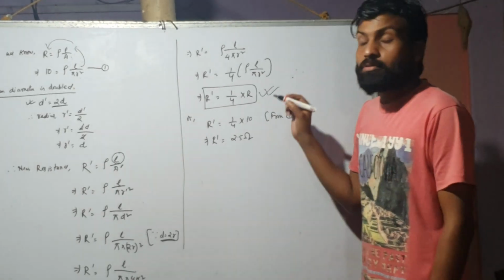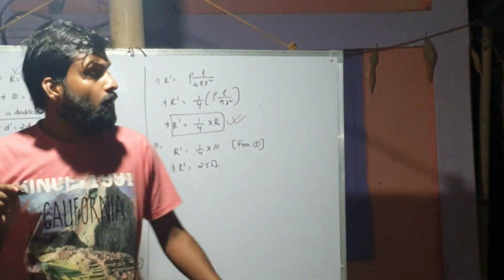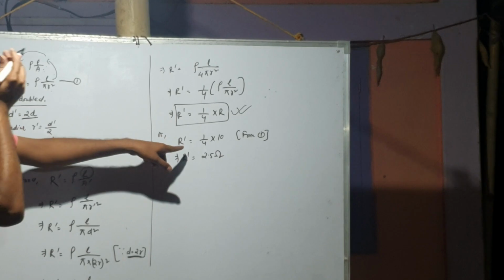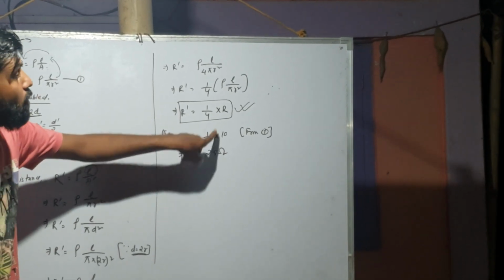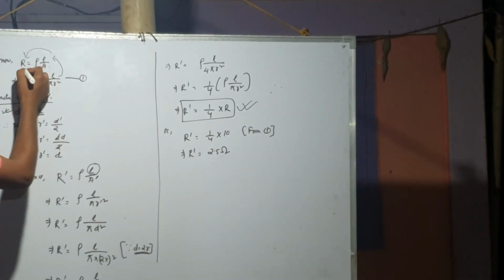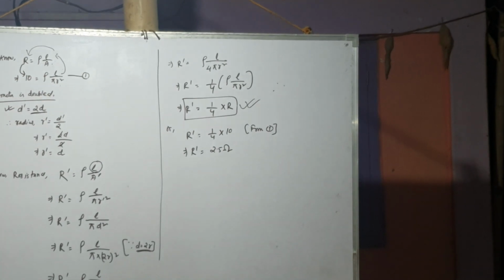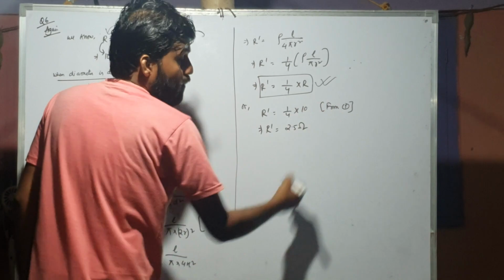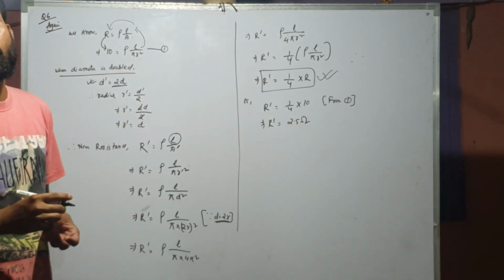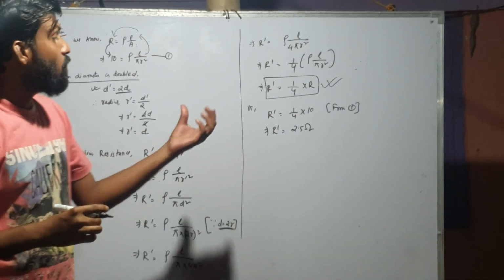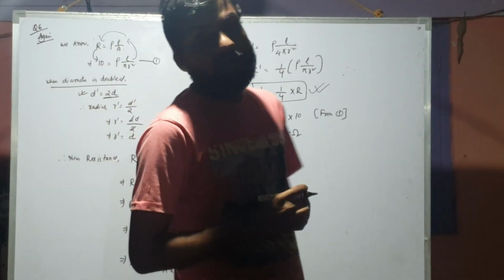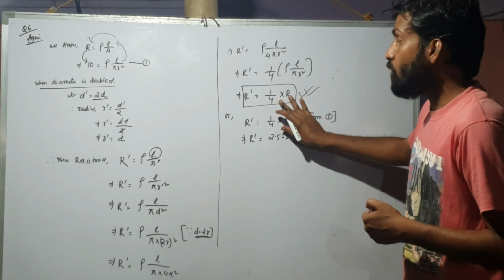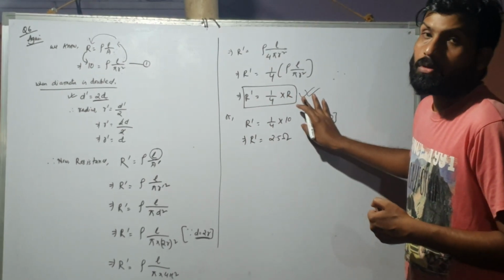That means the new resistance is going to decrease by a factor of 4. If you want to write more, you can. R dash is equal to 1 by 4 into R. The R value you got in the first part of the question is 10, so I put here 10. If you divide, you are going to get 2.5 ohm. Therefore, the new resistance is 2.5 ohm, or you can also write that the new resistance is 1 by 4 times the previous resistance.